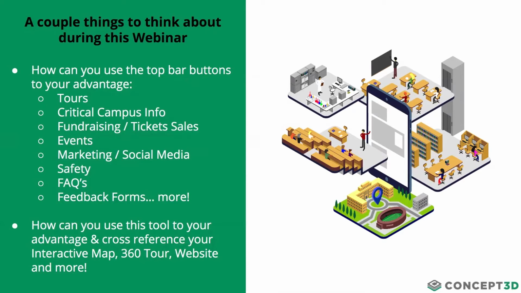Marketing, social media, of course, safety, very important. FAQs. What are the FAQs? What are people constantly asking you that you could convey on this map, or even just have an FAQ button for that matter? Feedback forms. You don't know what you don't know, so it's very good to get that information from your users and what they're experiencing. And obviously way more than that. So how can you use this tool to your advantage? And of course, cross-reference your interactive map along with your 360 tour if you have one. If not, you should really check it out, as well as your websites and more.